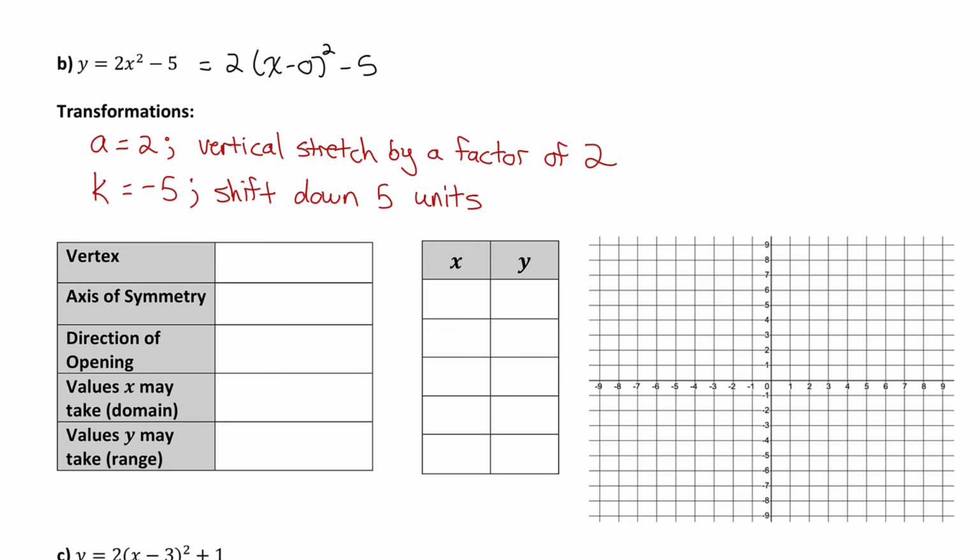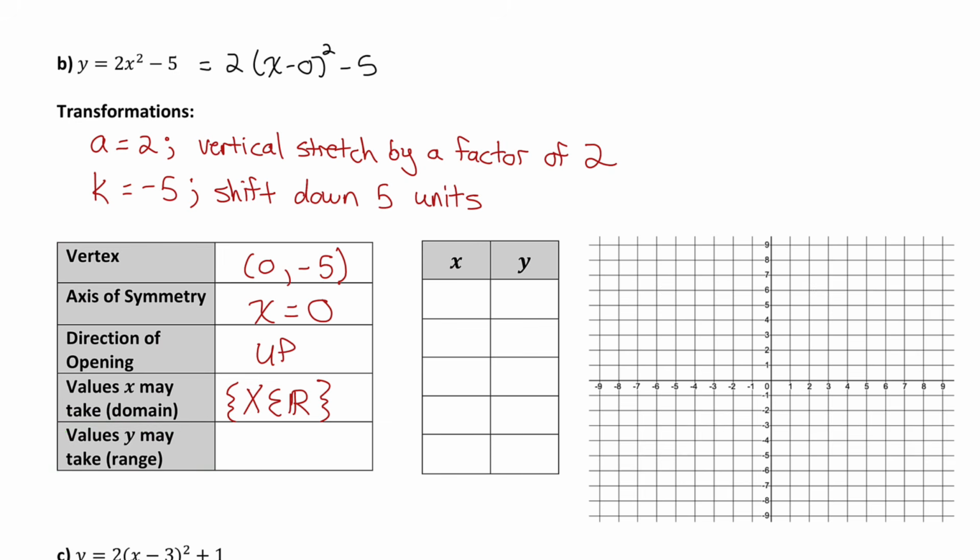The vertex is at (h, k), so in this case it's at (0, -5). The axis of symmetry is at x equals the h value, so x equals 0, right? It hasn't shifted left or right at all. Since a is positive, I know it opens up. Values x may take, for any quadratic, x can be any real number. But for the range, the values y may take, let's wait until we graph it.